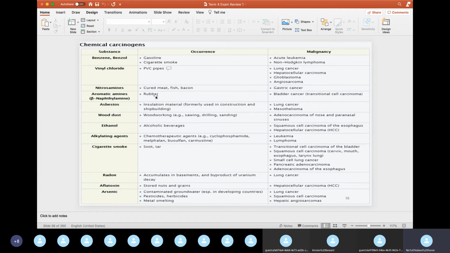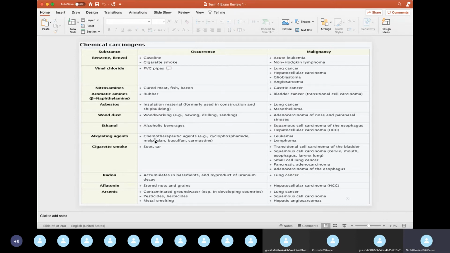Aromatic amines. If you work in a rubber plantation, right? Rubber plantation, aromatic amines, beta naphthylamine. They're going to be sneaky. They're not going to say aromatic amines. They're going to say beta naphthylamine. Think about transitional cell carcinoma or bladder cancer. Asbestos, right, for insulation, your work in construction and shipbuilding. Malignancy, lung cancer. Bronchogenic carcinoma is much more common than mesothelioma.